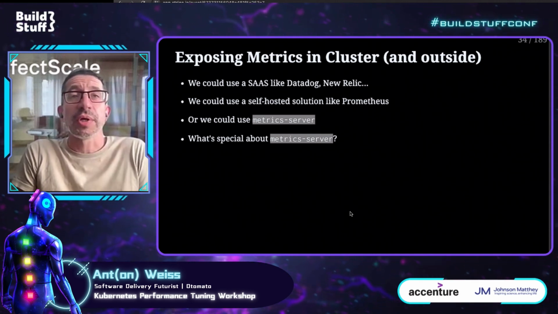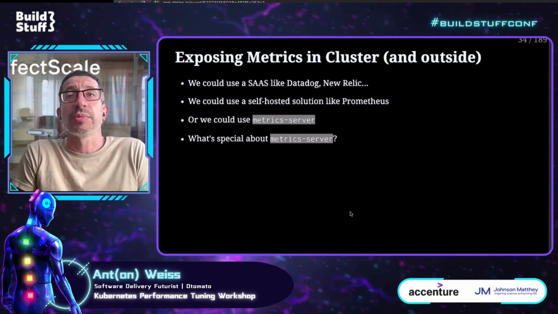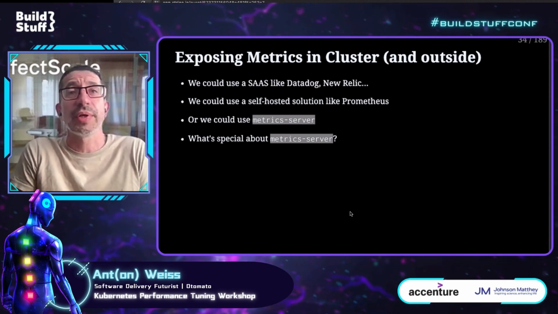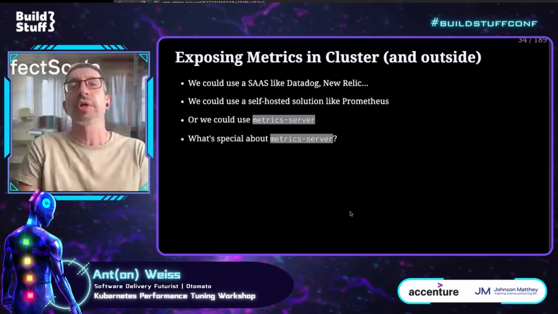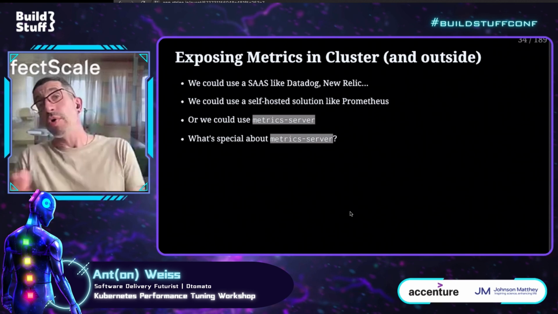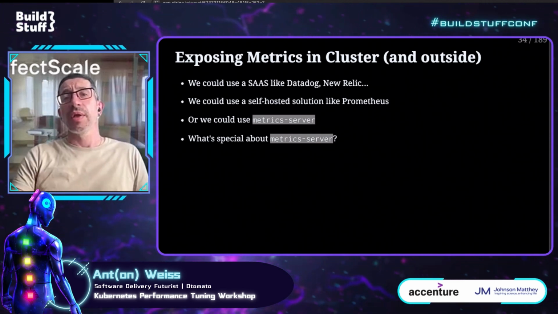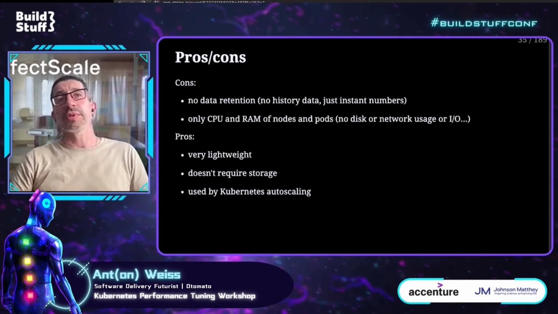We could, of course, collect all of the metrics from the kubelets and send them to an external observability solution like Datadog or New Relic. We can use a self-hosted solution like Prometheus. Or instead of all this, we can use metrics server. So why would we want to use metrics server?